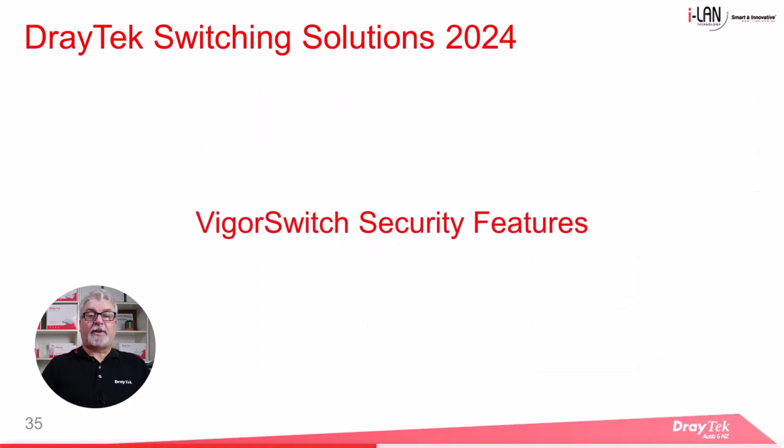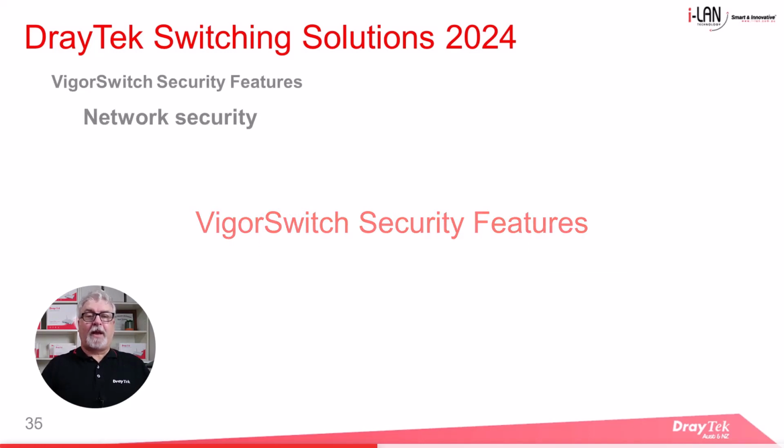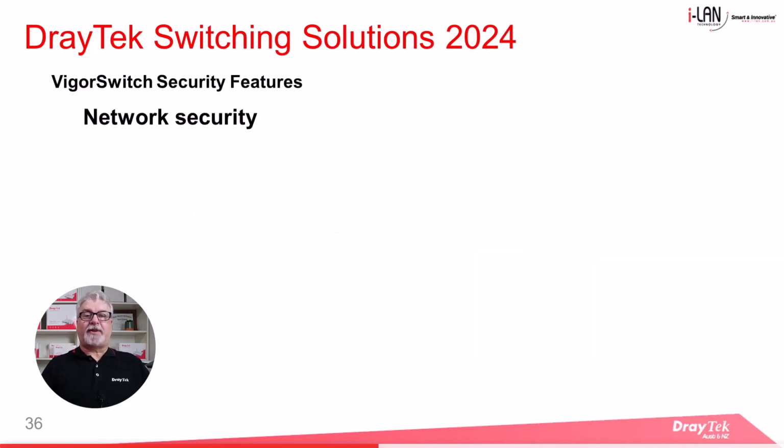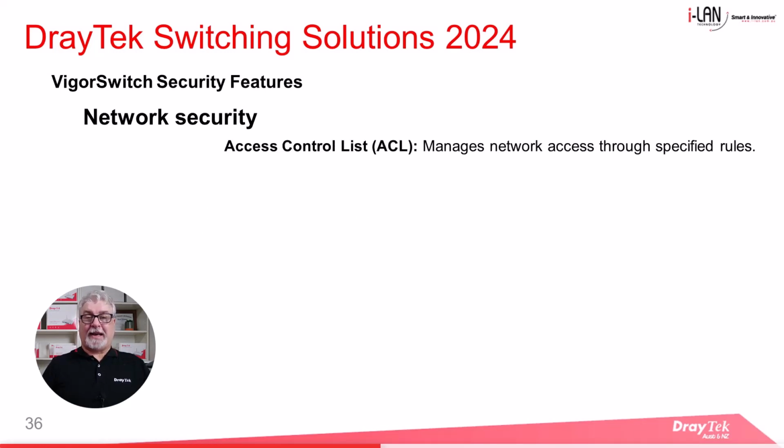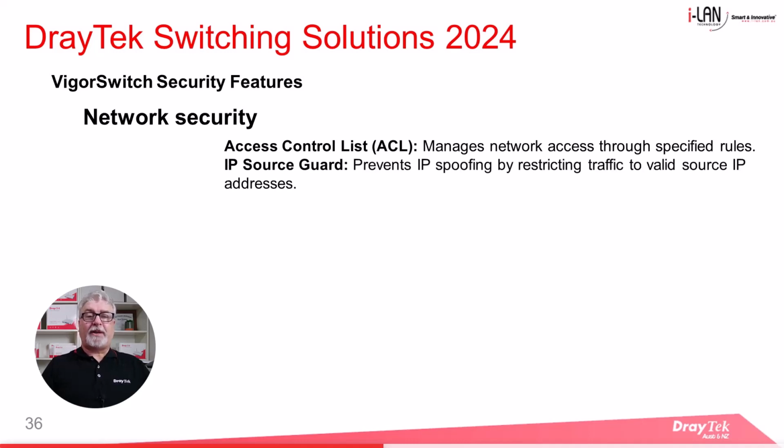Moving on to VigorSwitch security features. WebSmart and above DrayTek VigorSwitches have several security features built in, including Access Control List, ACL. This manages network access by defining rules for permitting or denying traffic. IP Source Guard prevents IP spoofing by restricting traffic to valid source IP addresses.